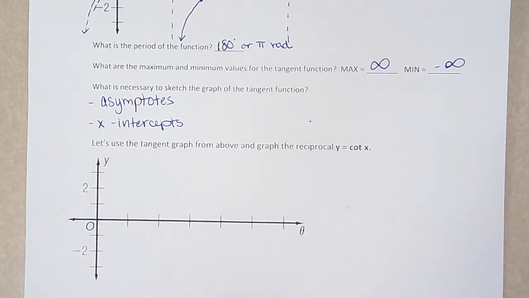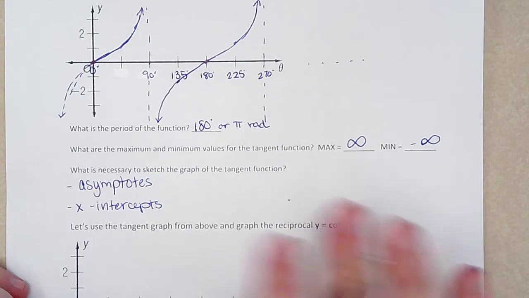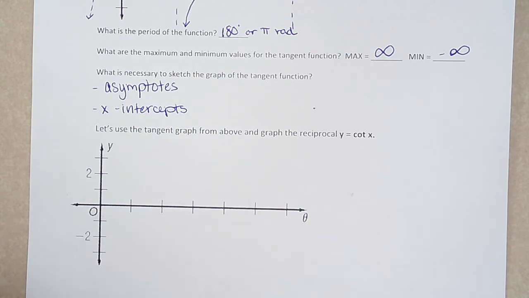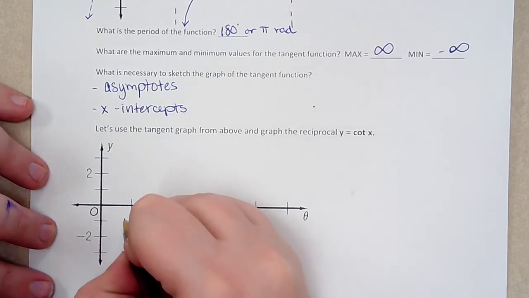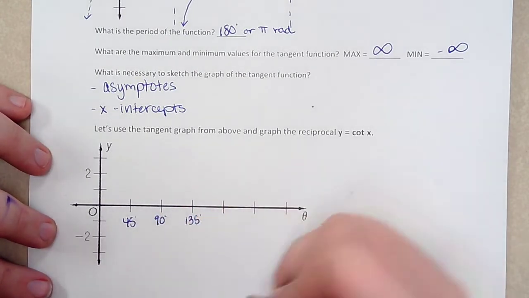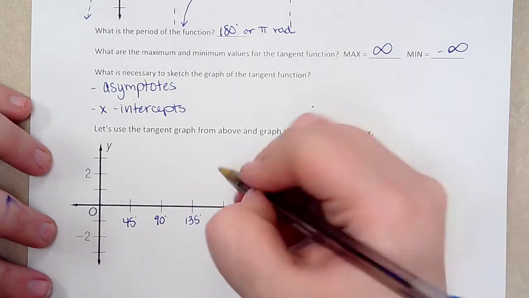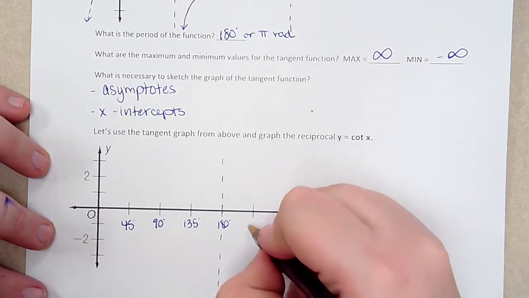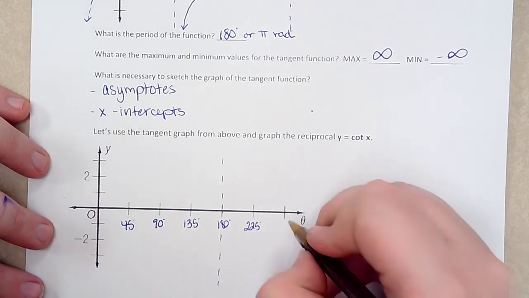Finally, if we use the tangent graph from above, we're going to graph cotangent now. And the cool thing about cotangent is it actually just takes these and it flips them backwards. I think I was saying cotangent before, but what I meant was tangent. I got so into reciprocals, I may have made that mistake. My apologies. Same things happen though. We start at 45, 90, 135, 180. I know there's an asymptote there, so I'm gonna put one there. 225, and then 270.